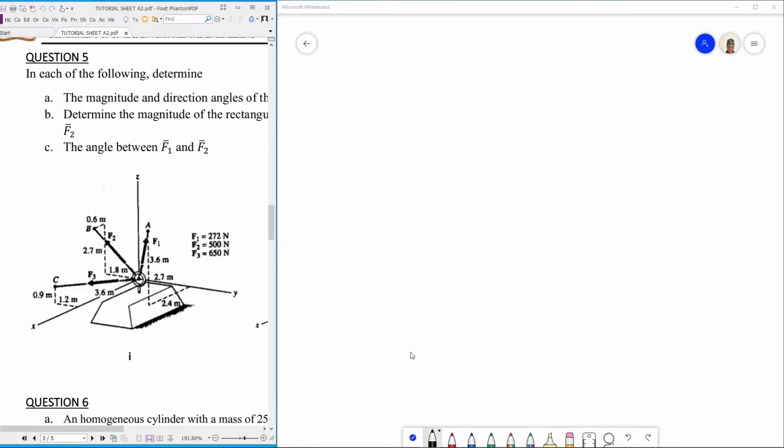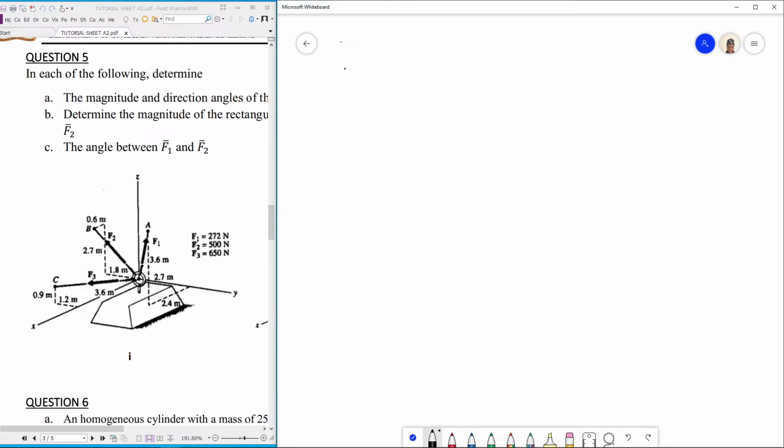So the first thing we have to do is to convert F1, F2 and F3, as we can see them in the diagram, into Cartesian vector form. So we'll need the position vectors and get the unit vectors for each of those respective points. That is position vector to A, position vector to B, and position vector to C. So we are just going to do just that.